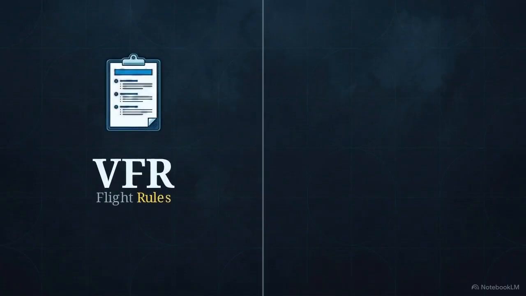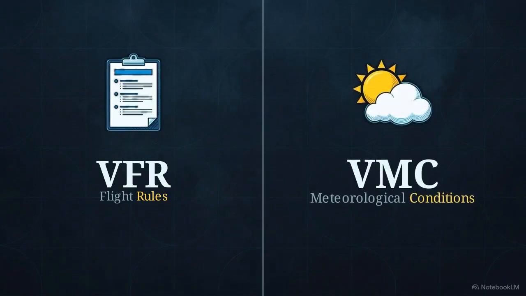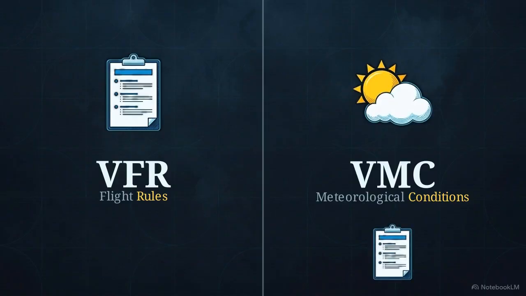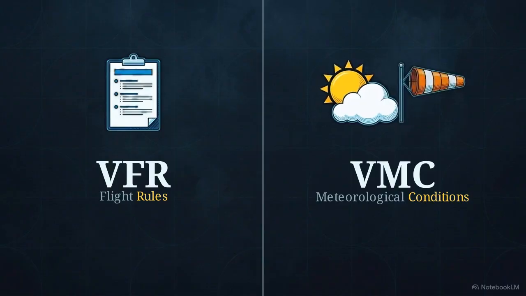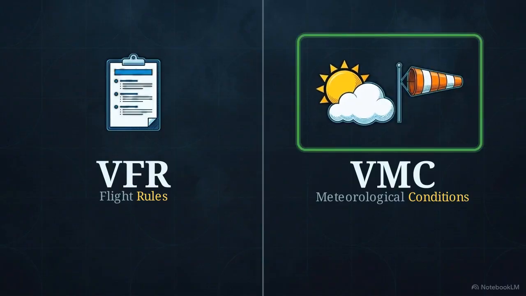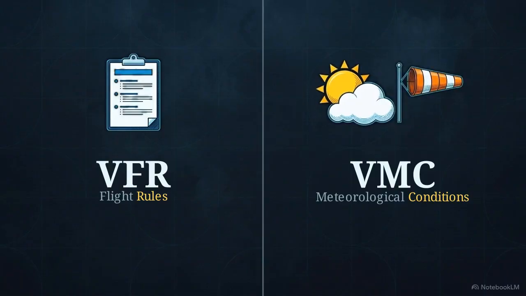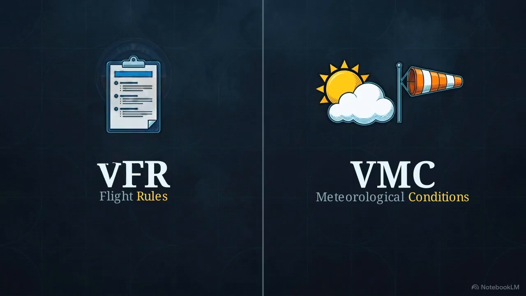On the left, VFR stands for Visual Flight Rules. It is a set of regulations. On the right, VMC stands for Visual Meteorological Conditions. It describes the physical weather outside. If a DGCA question asks what VMC means, and you select Visual Flight Rules, that is an incorrect answer. VMC identifies the weather condition that allows visual flight.